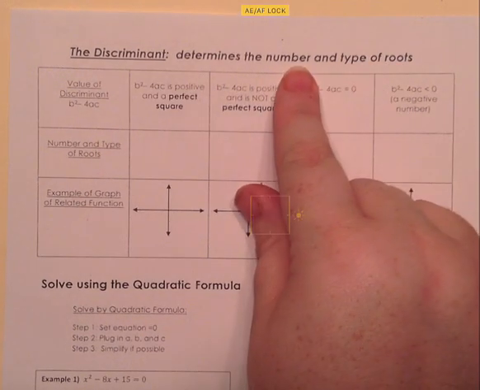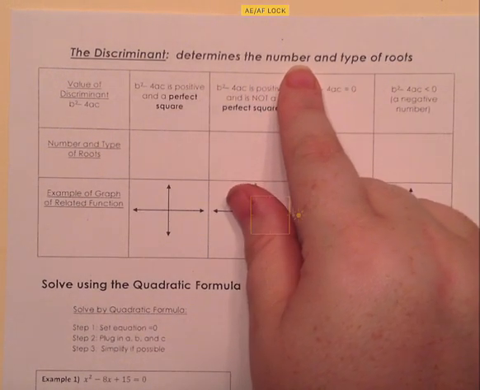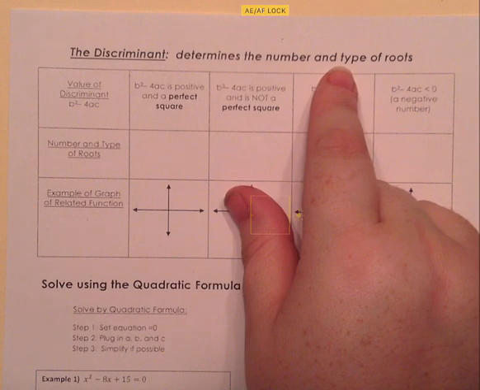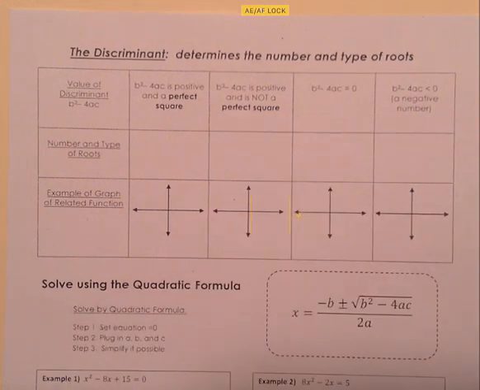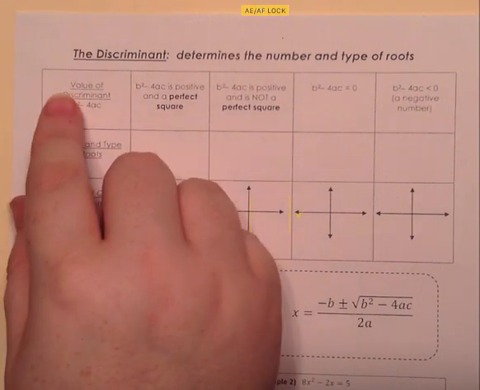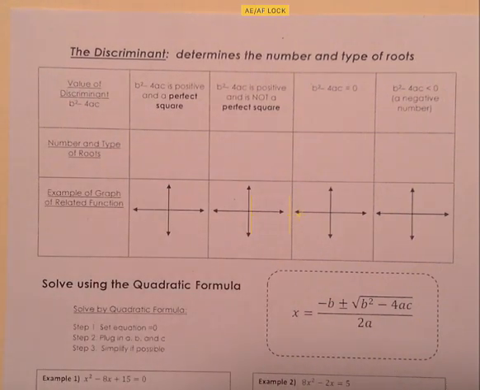So we're going to determine how many times it crosses the x-axis and if it's going to be at real rational numbers, or if they're going to be irrational numbers, or if they're not even going to cross at all. So we're going to focus on the value of the discriminant.